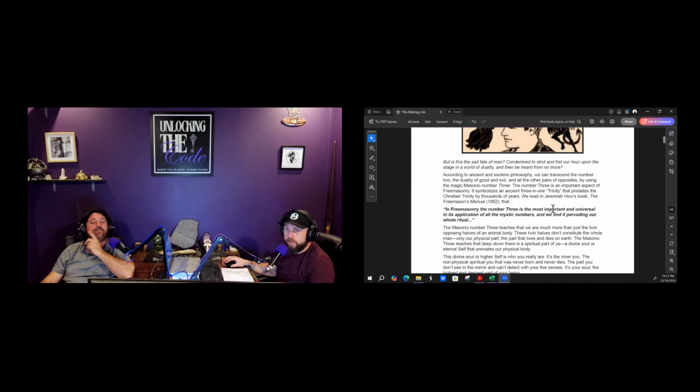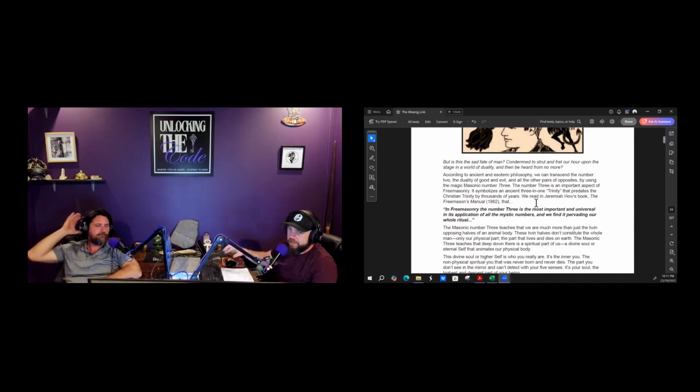The number three is an important aspect of Freemasonry. It symbolizes the ancient three-in-one Trinity that predates the Christian Trinity by thousands of years. We read in Jeremiah How's book, The Freemason's Manual of 1862, the triptych is actually my name as well. Triffin refers to the old Trinity: mind, body, soul, left, right, ego. That's where my name actually originates.